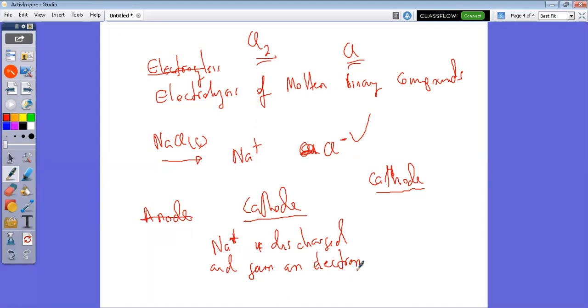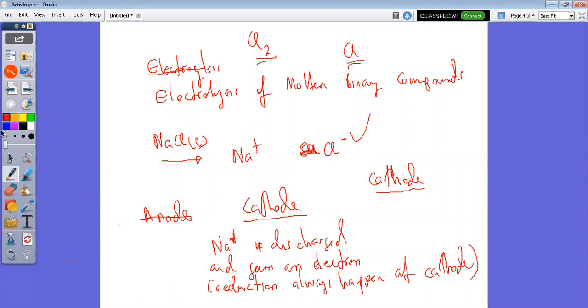When it gains an electron, what do we call the gain of an electron? Is that oxidation or reduction? Oxidation is not gain of electrons, it's gain of oxygen. The gain in electrons is reduction. So reduction happens at the cathode. Reduction always happens at the cathode, and the opposite is true: oxidation always happens at the anode. Are we together?